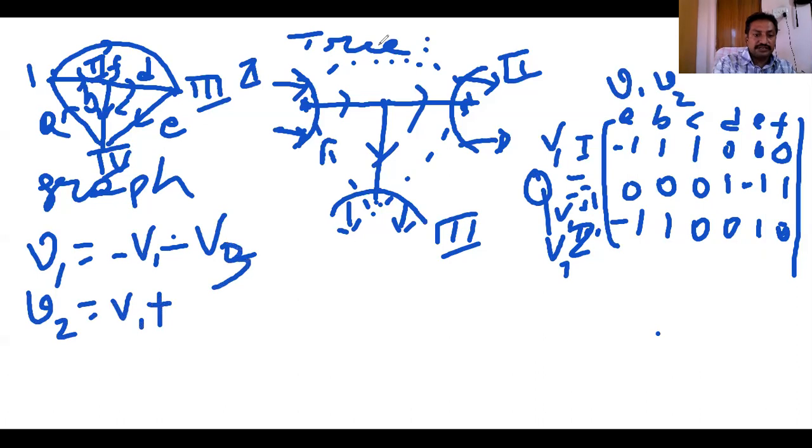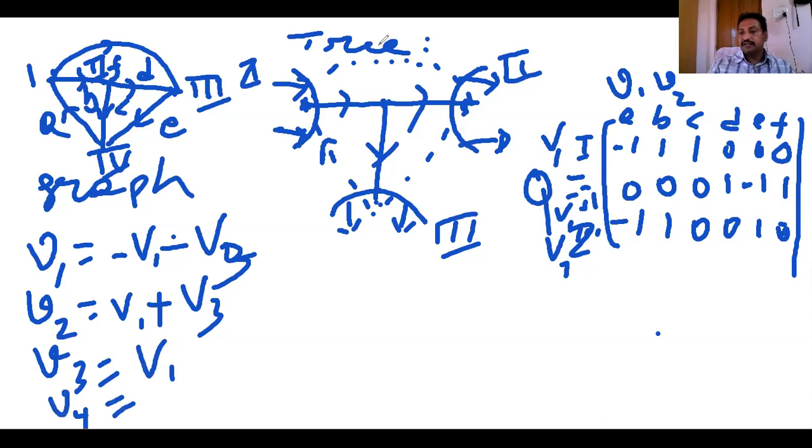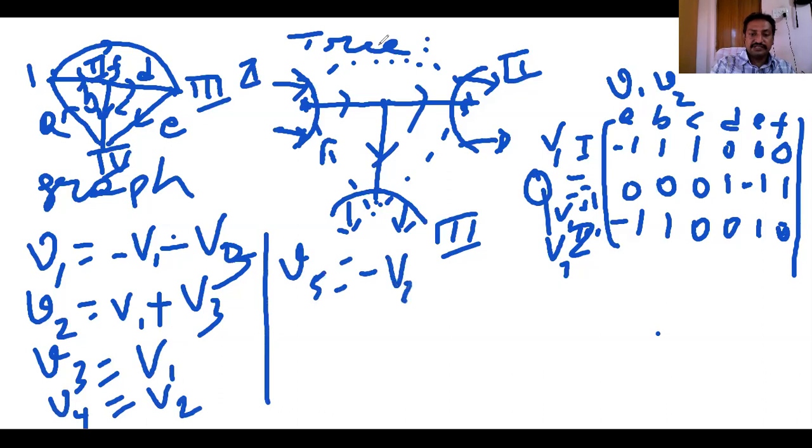Branch voltage V3 is equal to only V1, and branch voltage V4 is equal to only V2. Branch voltage V5 is equal to minus V2 plus V3. Then branch voltage V6 is equal to V2 only.